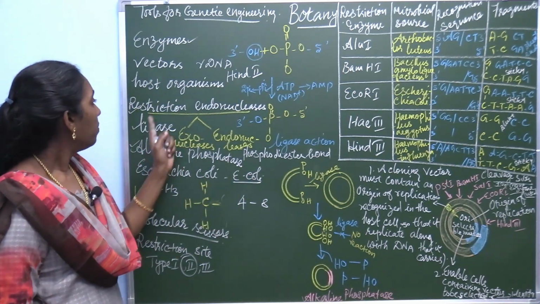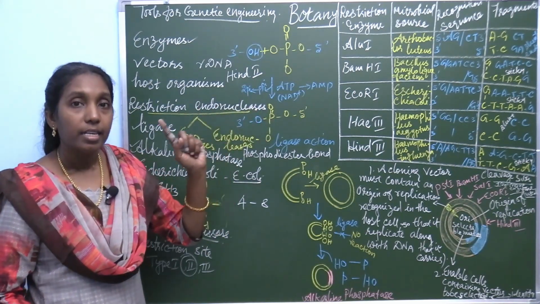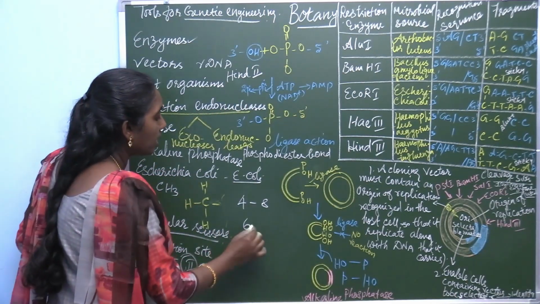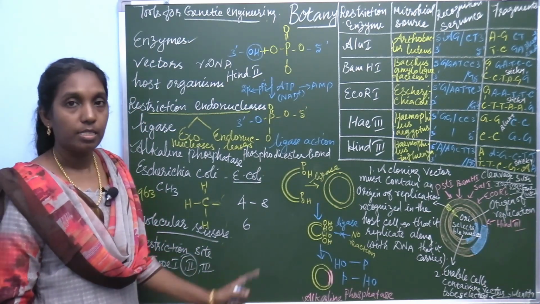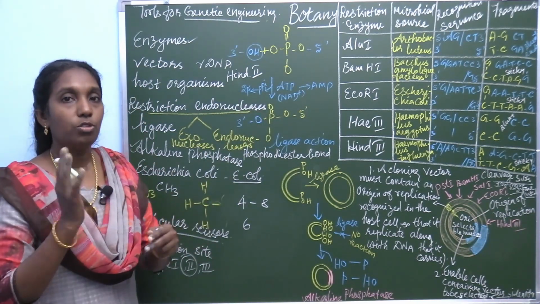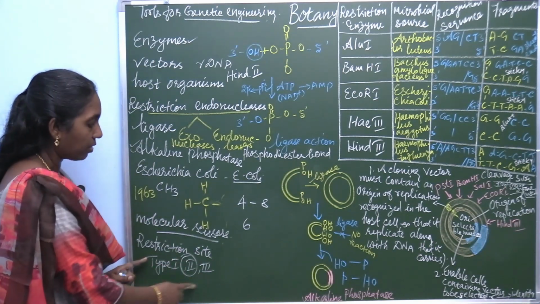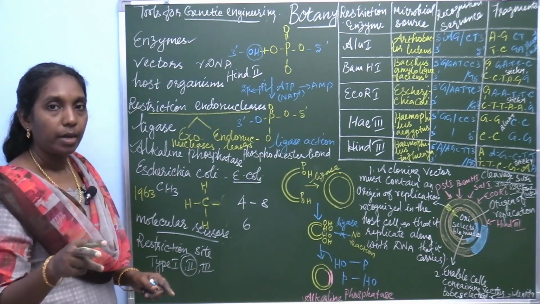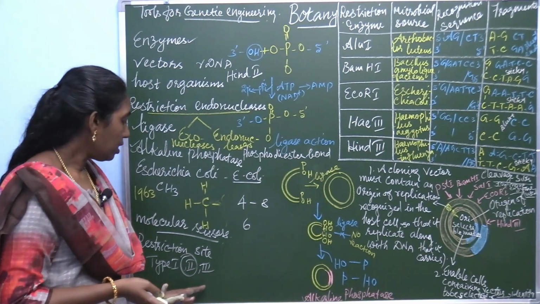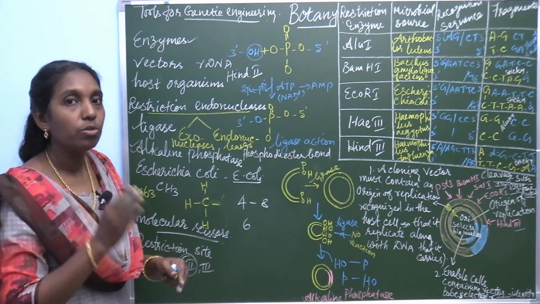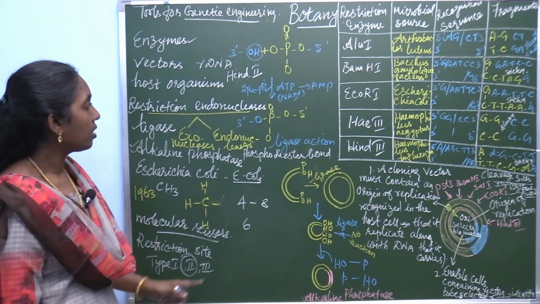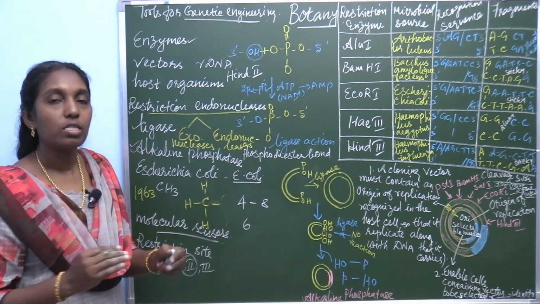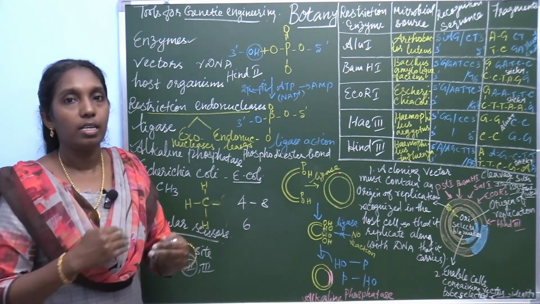Mainly this HindII is used to cut 6 base pairs. So, there are 3 different types according to this classification of restriction enzymes: type 1, type 2 and type 3. Based on this, type 2 is used to cut the DNA sequence, that is, it is used as restriction endonuclease for cleavage. What is the role of this? It cleaves the DNA sequence.